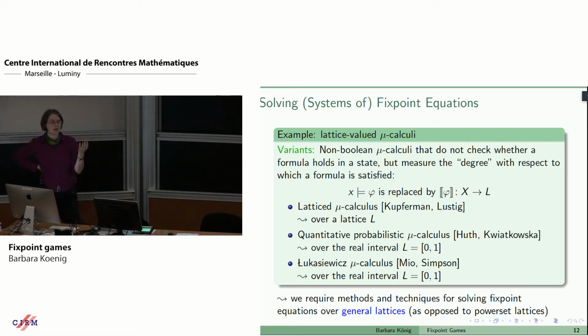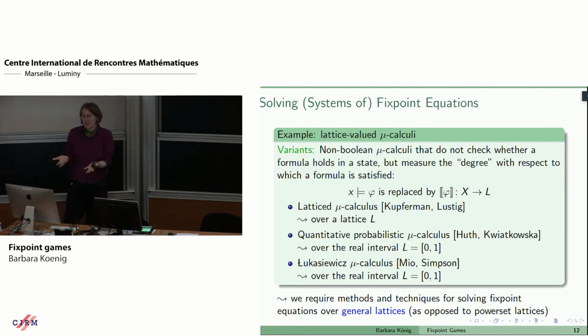This is, for instance, what is often done in connection with these behavioral metrics, about which I talked at the beginning. Instead of having a classical logic that just tells you yes or no, whether the state satisfies the formula, you get a number, and this is somehow the degree to which the state satisfies the formula. And there are many examples of this: for instance, the lattice mu-calculus by Kupferman and Lustig, the quantitative probabilistic mu-calculus, and the Łukasiewicz mu-calculus by Mio and Simpson. In both these cases, the lattice is the interval [0,1].